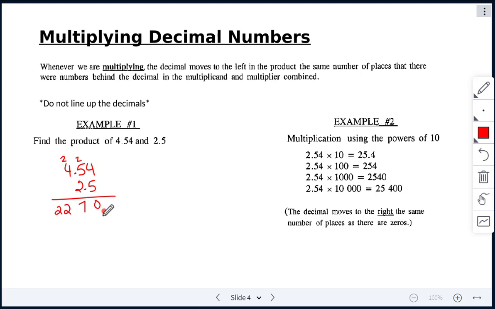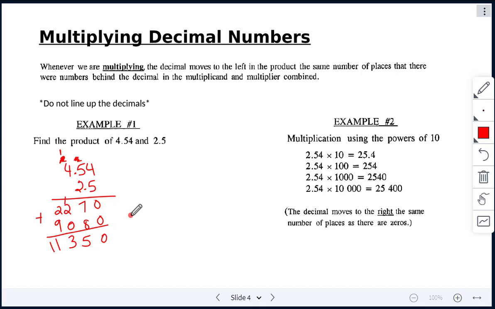Next, we're going to multiply with the 2 here, so I have to just put a 0 here for the placeholder there. 2 times 4 is 8. 2 times 5 is 10. So I put a 0 here, and I put a 1 here. I just cross these off because I've already used them. Okay, and then 2 times 4 is 8. 8 plus 1 is 9. And now I'm just going to add those. 0 plus 0 is 0. 7 plus 8 is 15. 1 plus 2 is 3. And 2 plus 9 is 11.